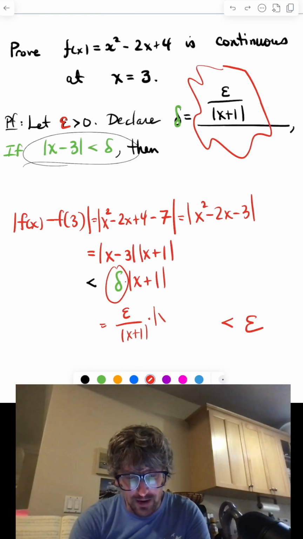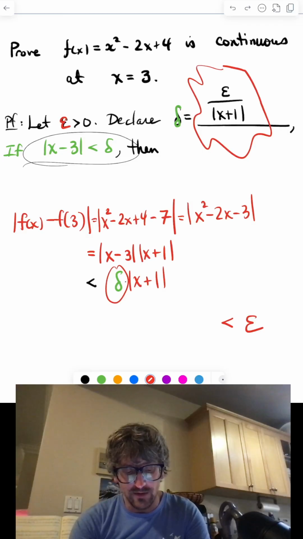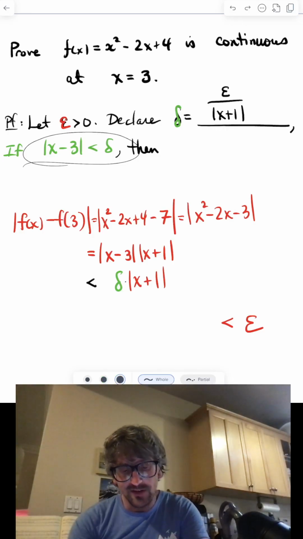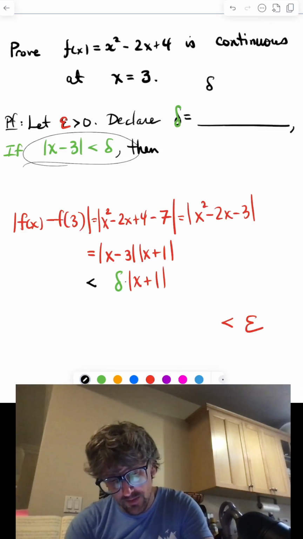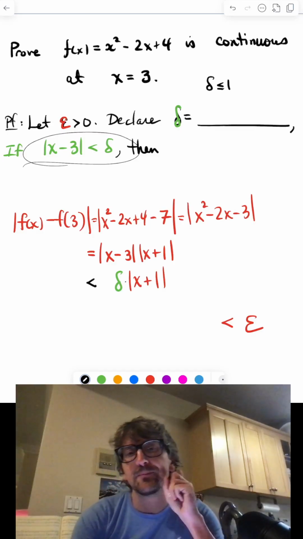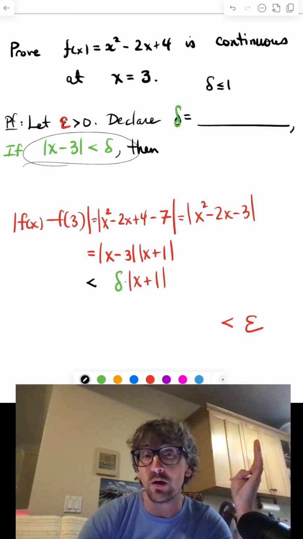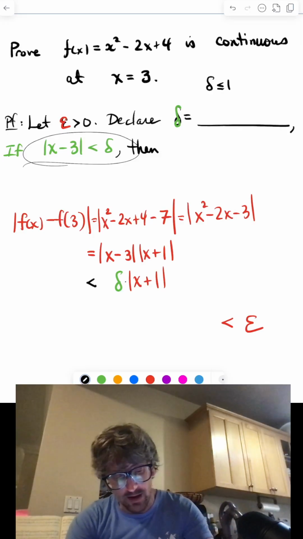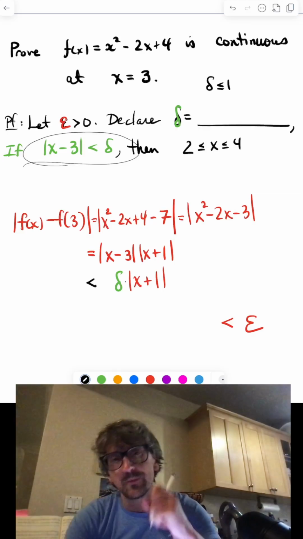So when you think about what is happening here, remember, we're in charge. We get to decide what our delta is. And I am going to decide for sure that delta is less than or equal to 1. If at the end of the day I'm just going to guarantee that it's smaller than 1, I'm just going to force it to be true. I get to declare it. And if we know that, then that means that x has to be between 4 and 2.